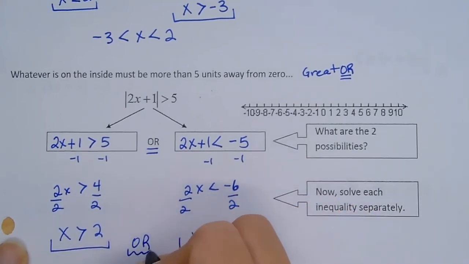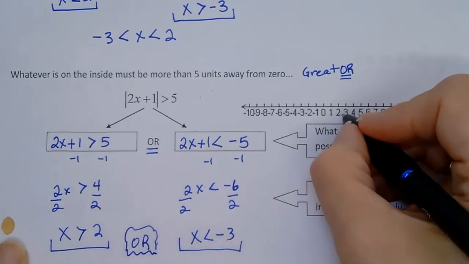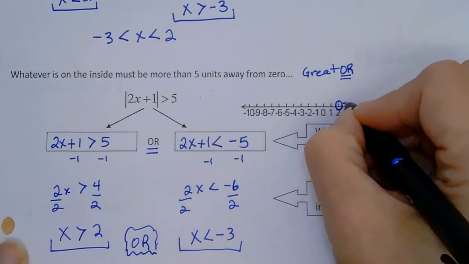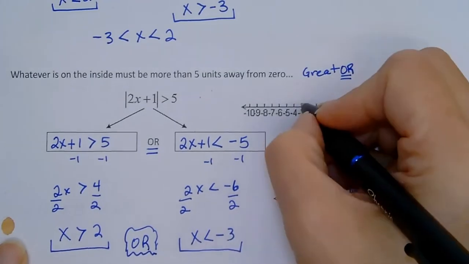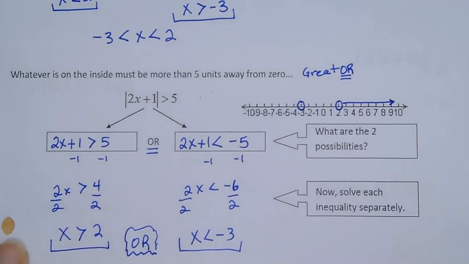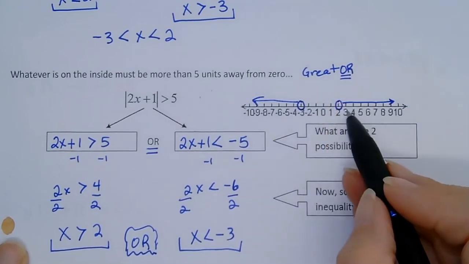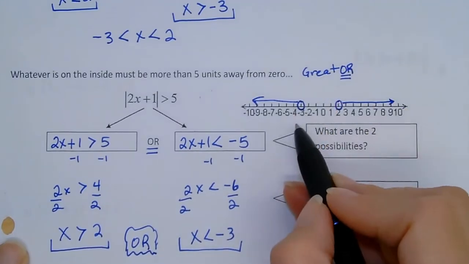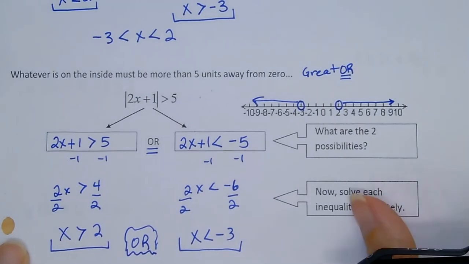It's an OR statement, right? So I'm going to possibly be going in opposite directions. X is greater than 2. Here's 2. X is greater than 2 goes that direction. X is less than negative 3. Here's negative 3, and I want things that are less. So since it's an OR statement, as long as I'm greater than 2 or I'm less than negative 3, I'm going to be good to go.